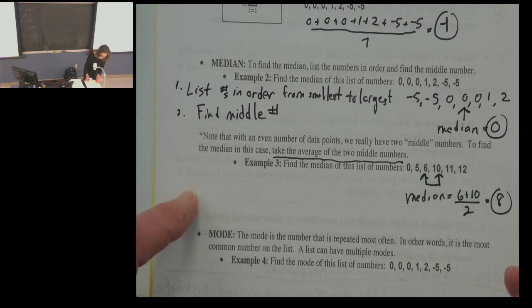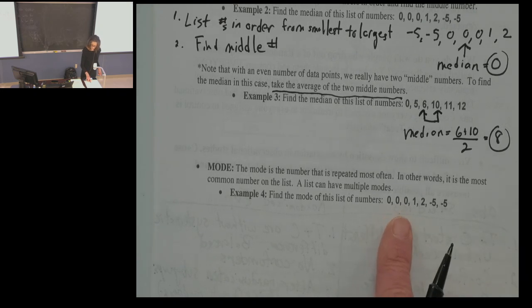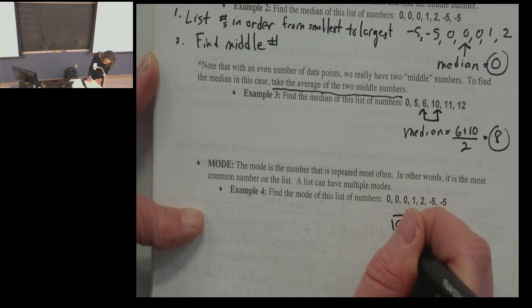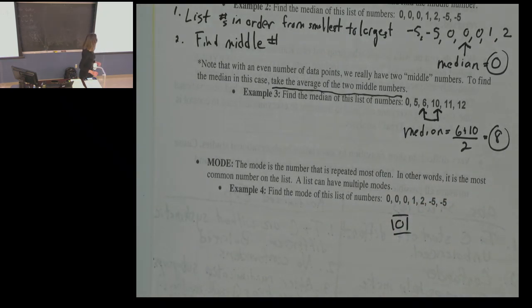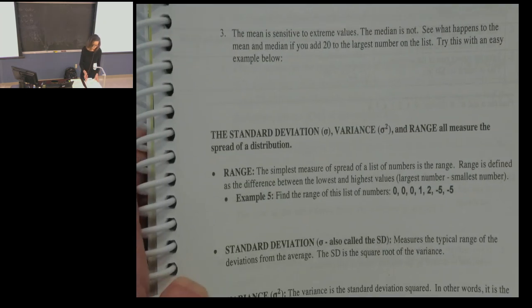Okay. So now the mode, what is the mode? The mode is just the most common number, the most repeated number. There doesn't have to be necessarily one mode. There could be 2 modes. In this case, there's just one mode, and it's 0 because it's the most commonly repeated number. So our mode is 0. So that's the idea. Any questions so far? All right, so let's just move on.